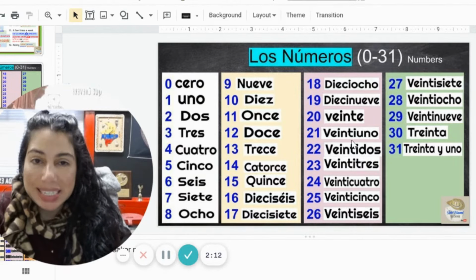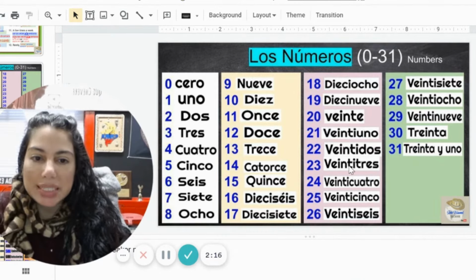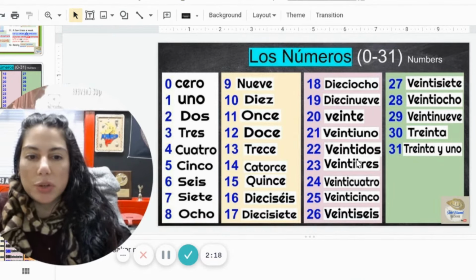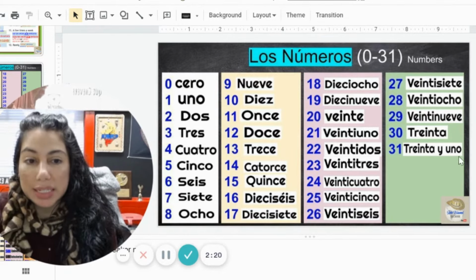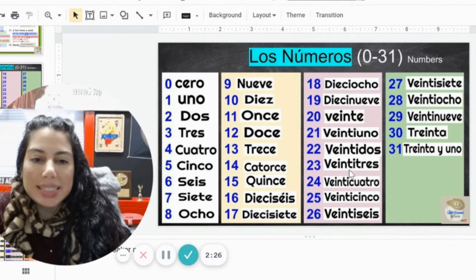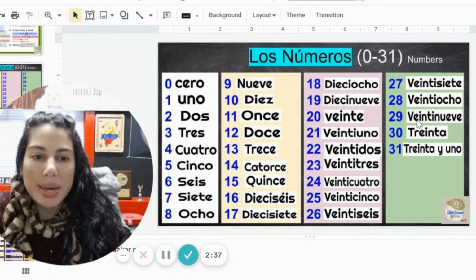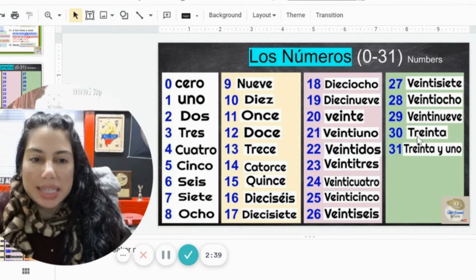So 21, one word, 22, 23. So notice that you don't put Y in between, like Y, 3, 20, Y, 2 is one word. So 23, 24, 25, 26, 27, 28, 29, 30.